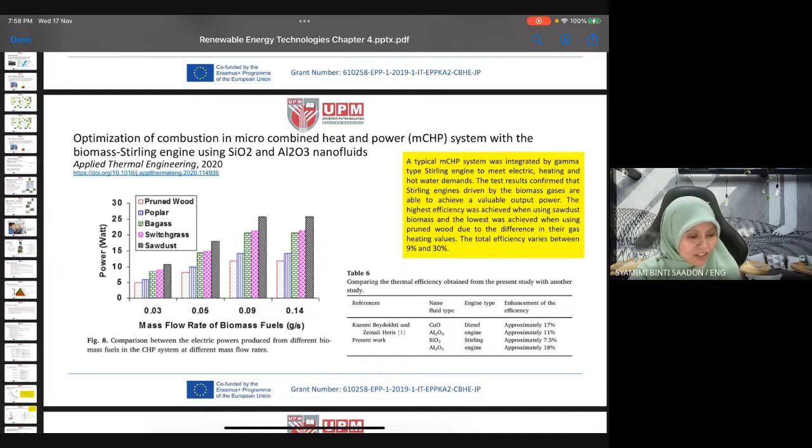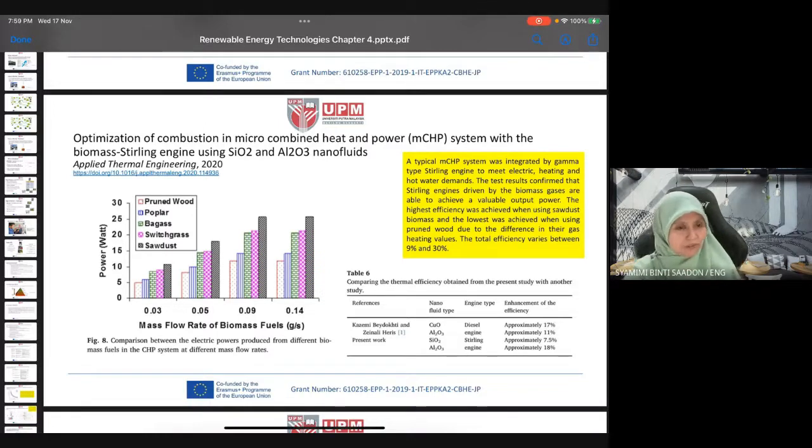And the test results confirm that the steam engine driven by the biomass gas is able to achieve a valuable output power. So there is potential in using this biomass steam engine. The highest efficiency was achieved when using sawdust biomass, and the lowest when using prunewood, due to the difference in their gas heating value. So it depends on the heating value.